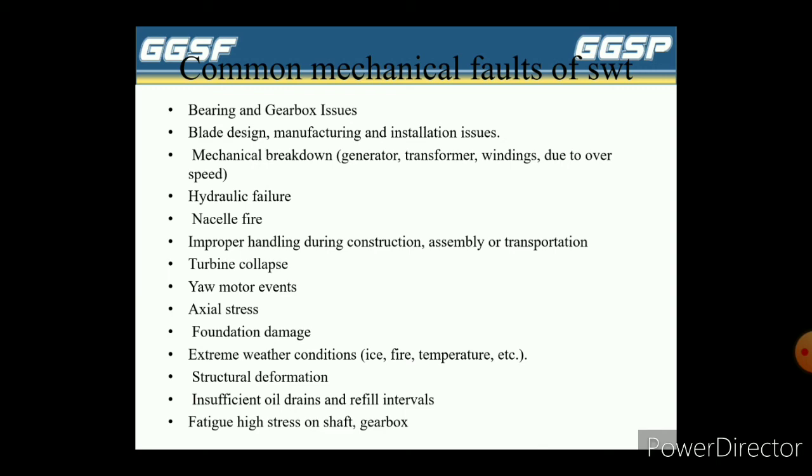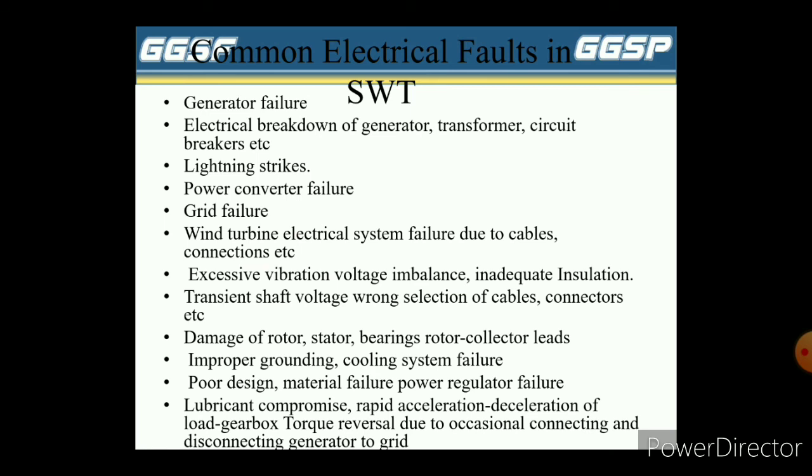Common electrical faults in small wind turbine: generator failure, electrical breakdown of generator, transformer or circuit breakers, etc., lightning strikes, power converter failure, grid failure, wind turbine electrical system failure due to cables, connections, etc., excessive vibration, voltage imbalance, inadequate insulation, transient shaft voltage, wrong selection of cables, connectors, etc., damage of rotor, improper grounding, poor design, material failure, power regulator failure, lubricant compromise, rapid acceleration and deceleration of load on gearbox, torque reversal due to occasional connecting and disconnecting of generator to the grid.